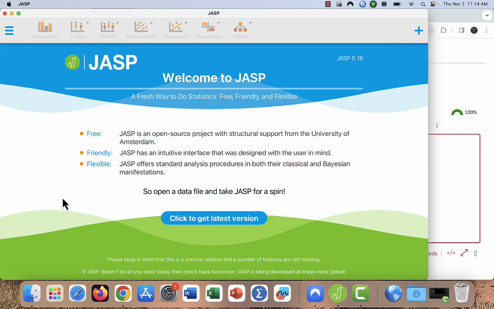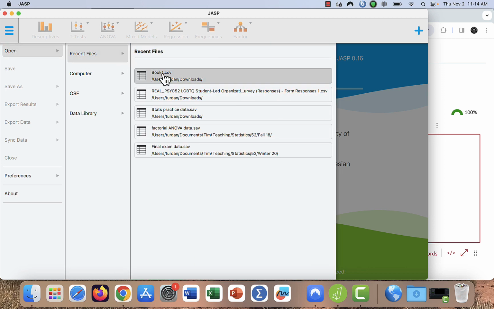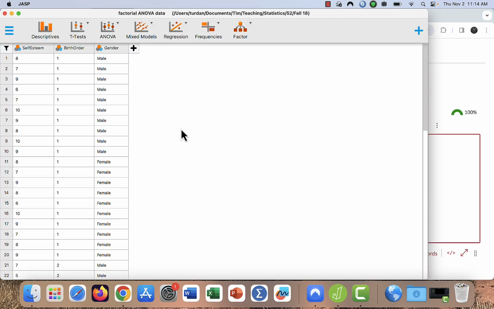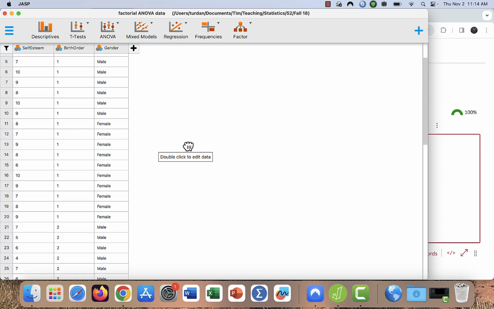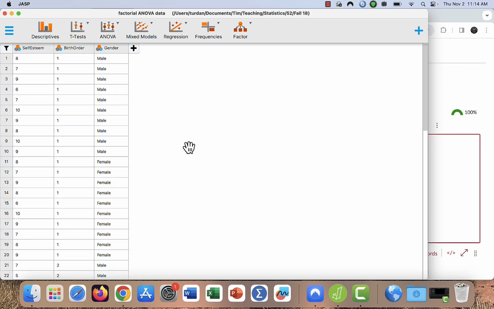Hi everybody, this is a quick video to show you how to run a Factorial ANOVA in JASP and read the output. So I've opened up JASP and I'm going to go to Recent Files, Factorial ANOVA. And this is just a data set that I made up, looking at self-esteem as the dependent variable, birth order as a 3-category independent variable, and gender as a 2-category independent variable.